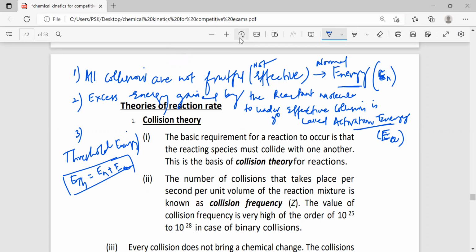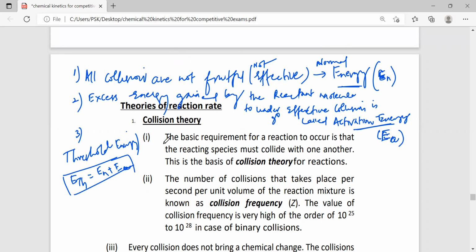These 3 points, did you follow? Yes, sir. Now, theories of the reaction rate. The first theory we're learning is collision theory. I'm going to give you the graphical representation of this collision theory. Before the graphical representation, we will try to understand the concepts here.